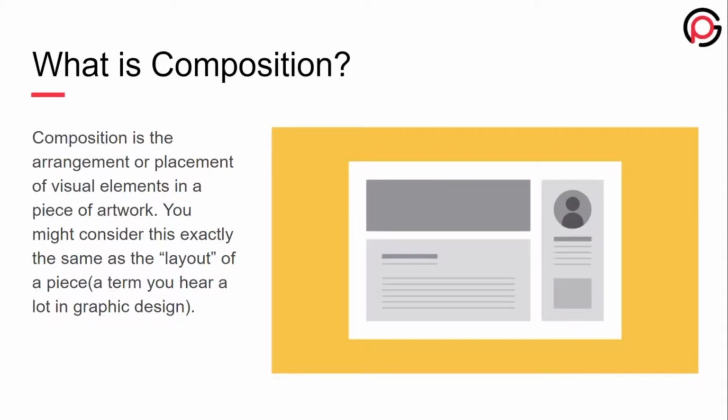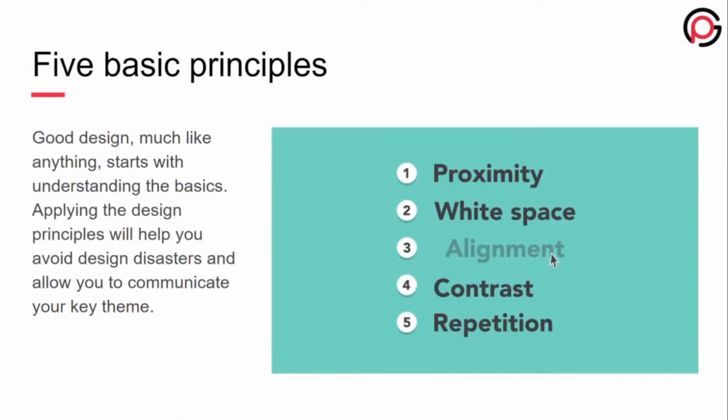What is composition? Composition is the arrangement or placement of visual elements in a piece of artwork so that it looks appealing. It doesn't matter whether we are adding text, images or any other graphic element. It's all about the arrangement of elements in a layout. We need to follow 5 basic principles to design a composition, to convert our design into a good design that looks appealing and is understandable at the same time. The first principle is proximity.